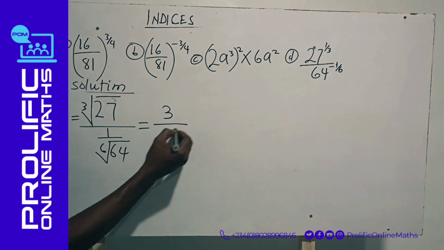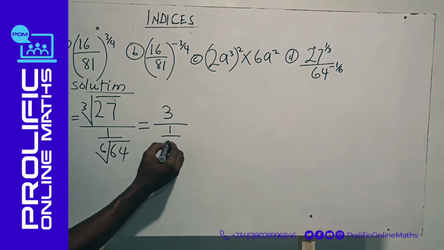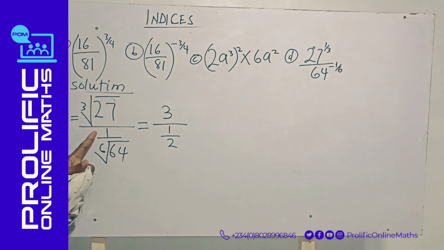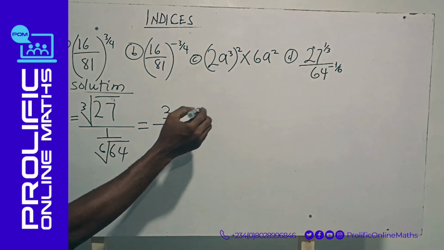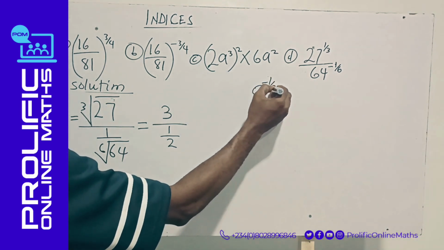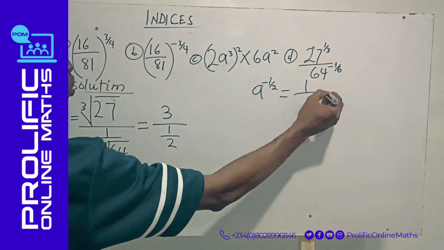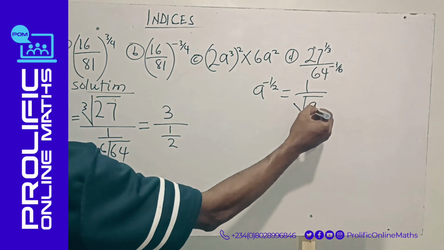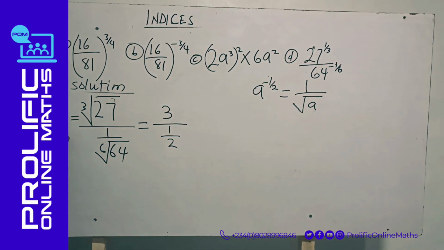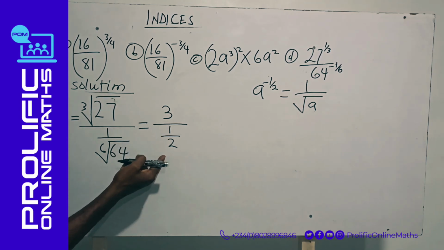the number here is 3, and the number here is 1 all over 2. Now, why am I expressing 64 raised to power negative 1 over 6 like this? You remember that I said a raised to power minus 1 all over 2 can be expressed as 1 all over the root of a. So that is what we are expressing here. Whenever we have a negative sign with a fraction, this is how we express it. That's how we have 1 all over 2.